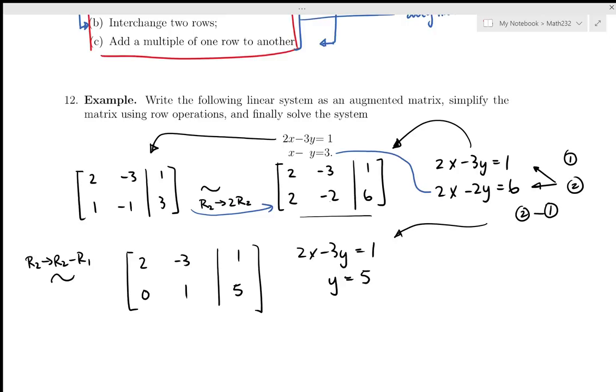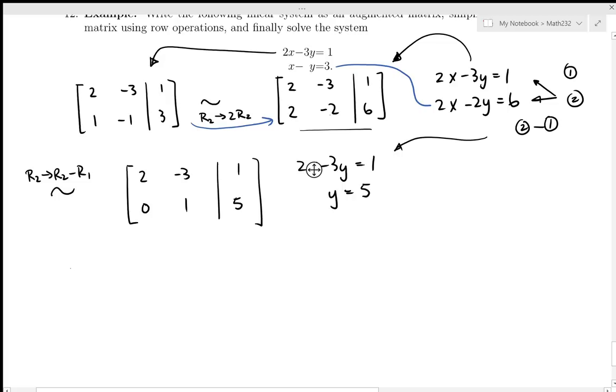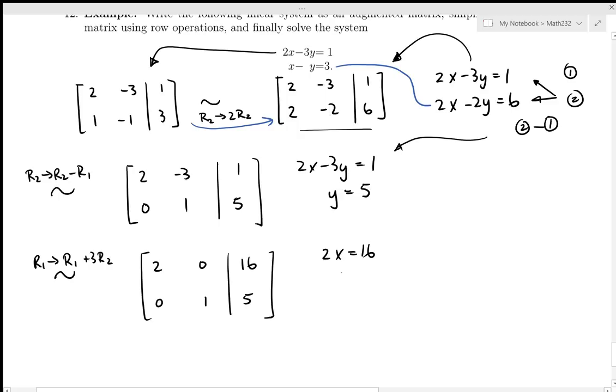Now I'm going to do something else. I'm going to take R1, and I'm going to replace that with R1 plus 3R2. Okay, I'm leaving R2 alone. Let me just write that in. I'm going to take R1 and I'm going to add 3 times R2. Okay, let me write out the equations. 2x equals 16, y equals 5.